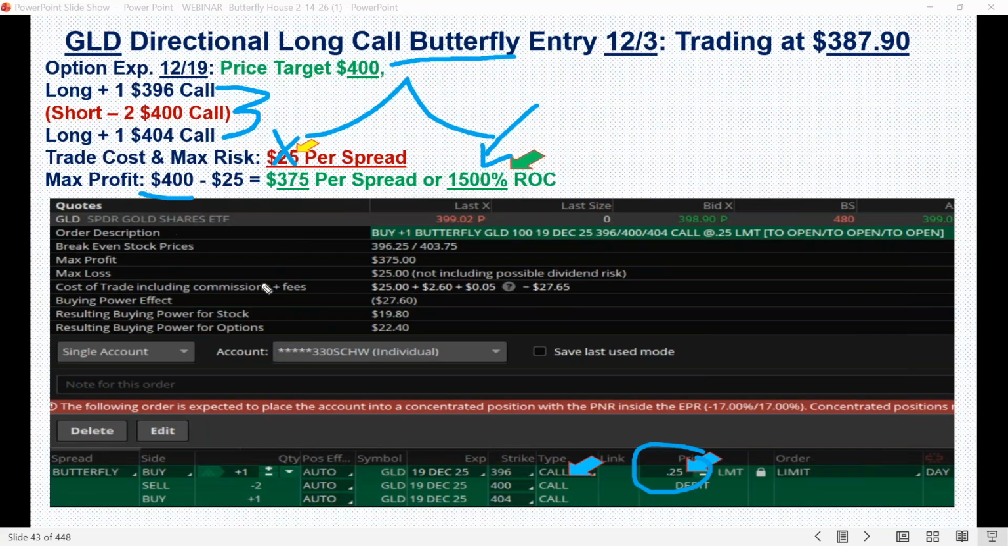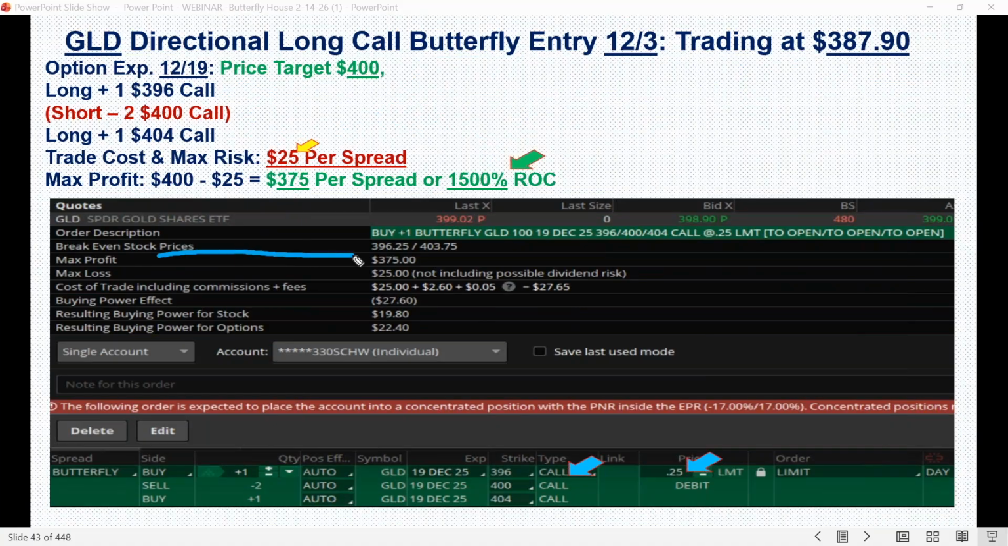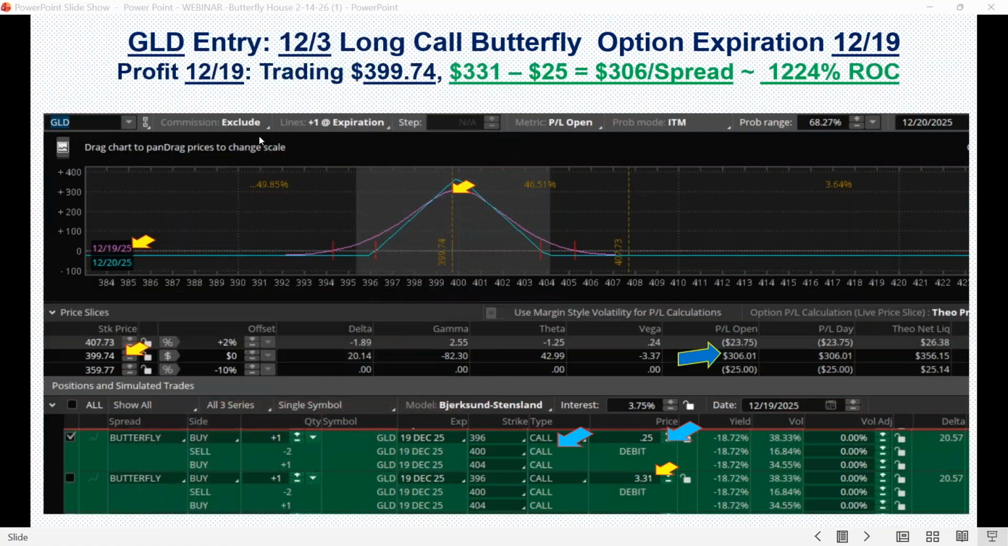So here's your potential profit, $375 per spread. If it goes right out there, that would be a 1,500% return. But if it goes out anywhere but here, you're still making a huge return on your capital at risk. All right, so here you can see your max profit, 375, right? Your max risk, the debit paid, and there you go. Potential to make 1,500%. So don't question it if somebody says, hey, I just made a 1,500% return in a week. You can do it if you know how. So here's where it was going, and here's where it went out.